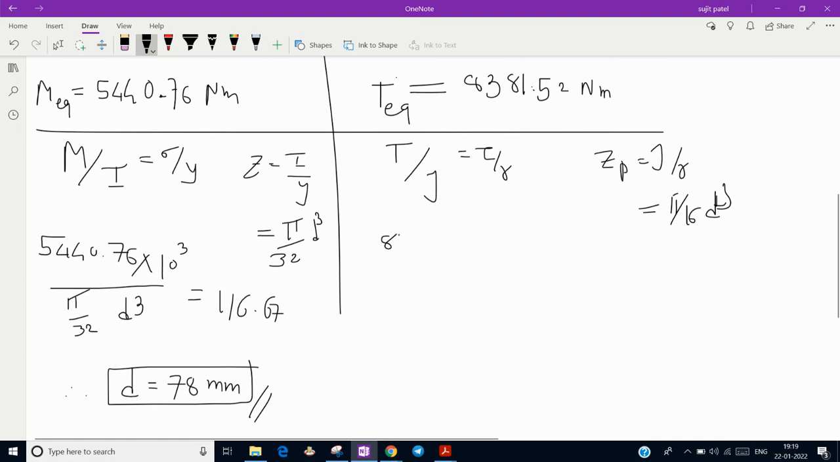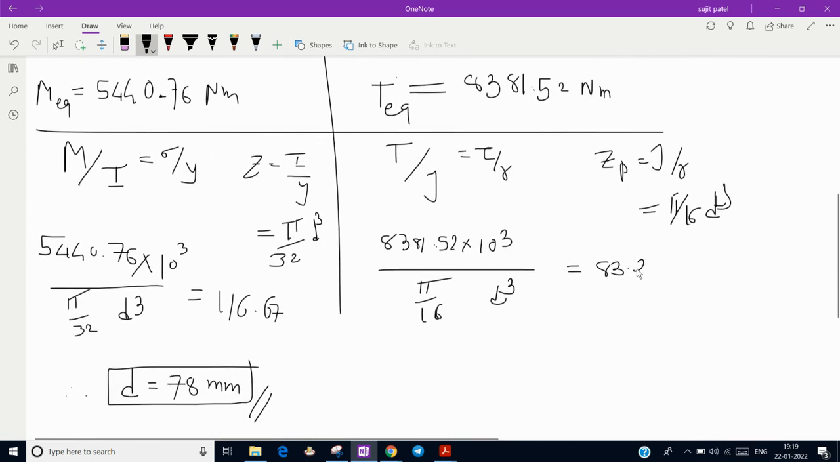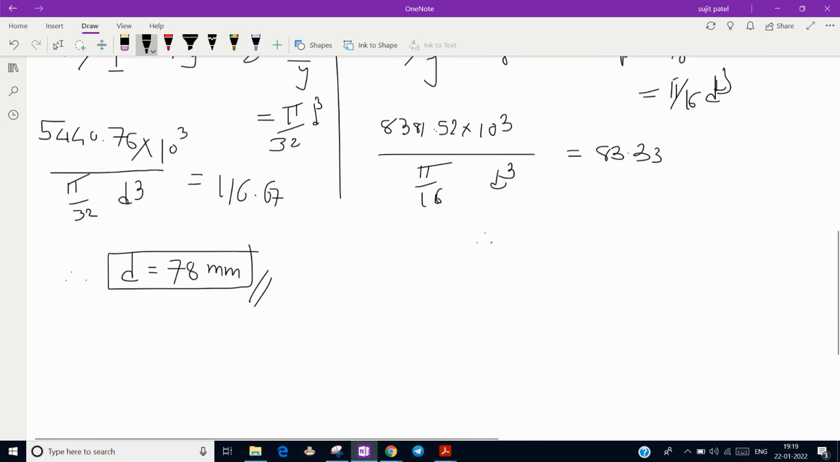Torque is given by 8381.52 multiplied by 10 power 3. Why? Because we want our answer in mm and torque is in Newton meter, so we have to convert meter into mm by multiplying with 10 power 3. The polar section modulus is pi by 16 d cube, and this is equal to torque over the working shear stress, 83.33 megapascal. Now if you solve this equation, you will find the diameter is 80 mm, the nearest integer value. So put this here. Now we have two diameters.